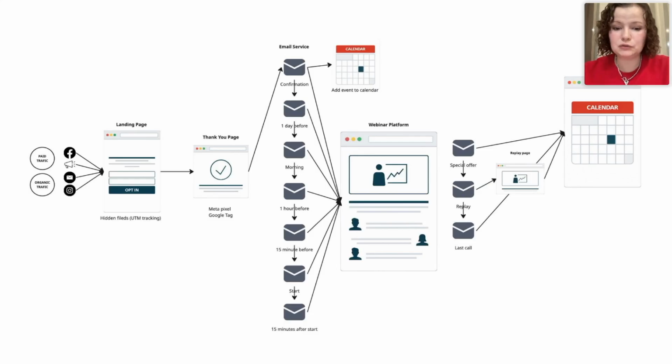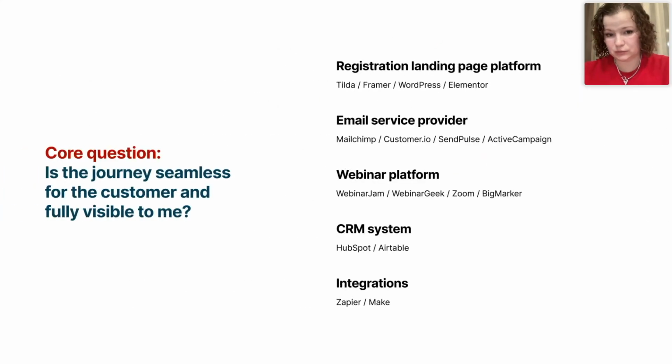So what kind of tools do I advise for a registration landing page? I advise pretty simple decisions: Tilda, Framer, WordPress, and WordPress plugins like Elementor. So, some proven tools that exist as website builders. Sometimes webinar platforms also have a kind of constructor of landing pages, but their possibilities, their options are very limited. So I advise to keep it separately.